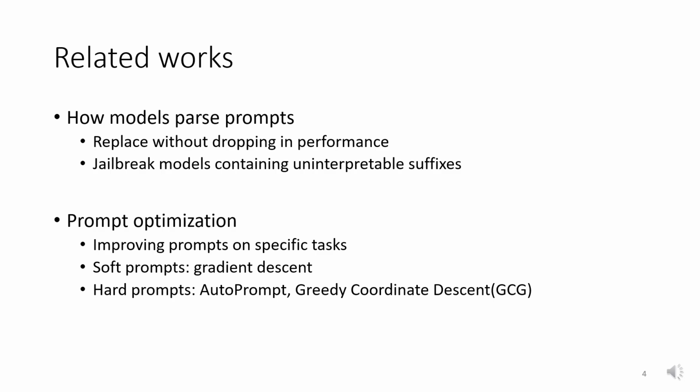Another one is about prompt optimization. The goal is to improve a prompt to have better performance on the task we want. For example, gradient descent can be used on soft prompts, which are sequences of embedding vectors. And for hard prompts, which means text strings, we can use AutoPrompt or GCG.